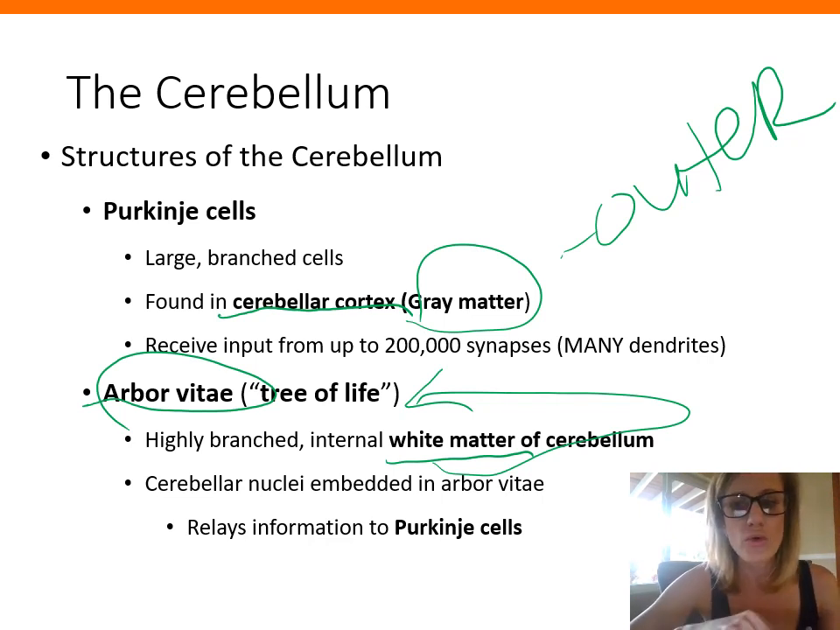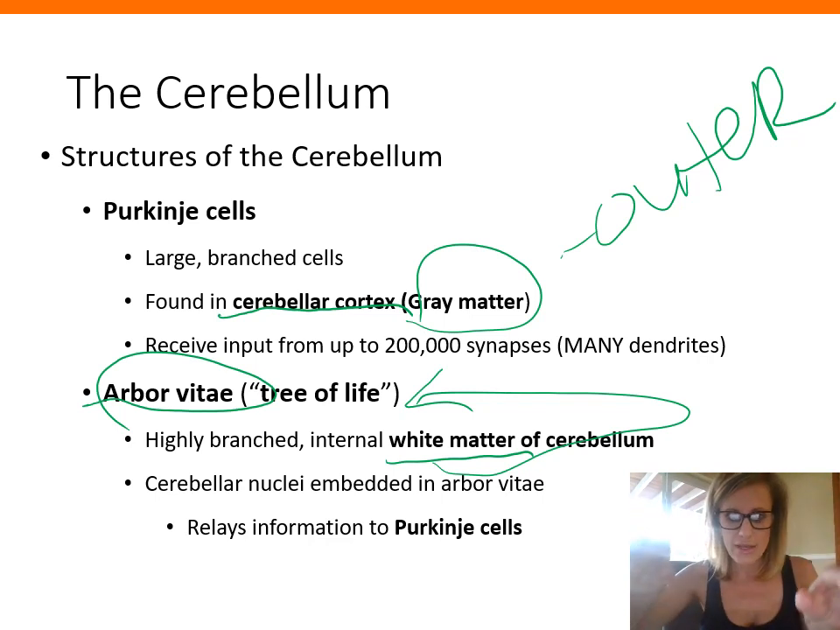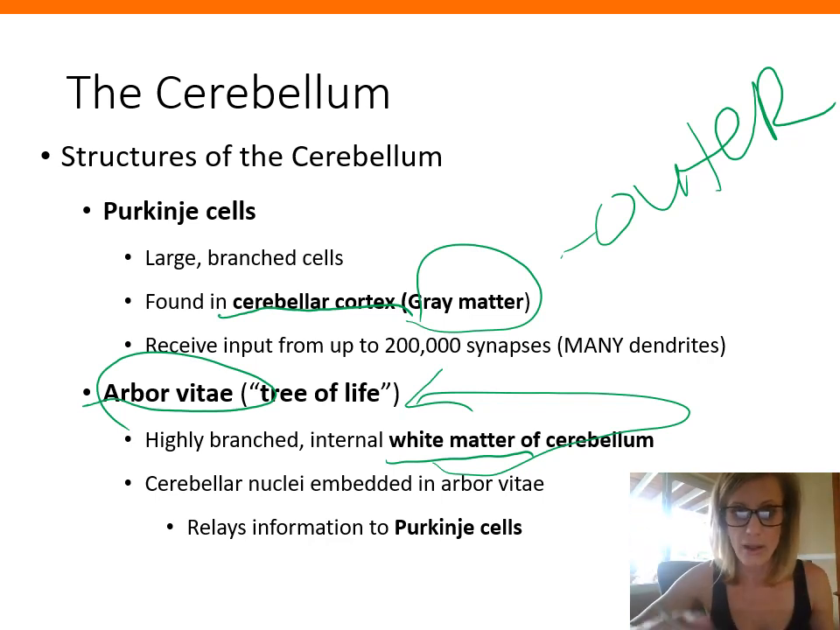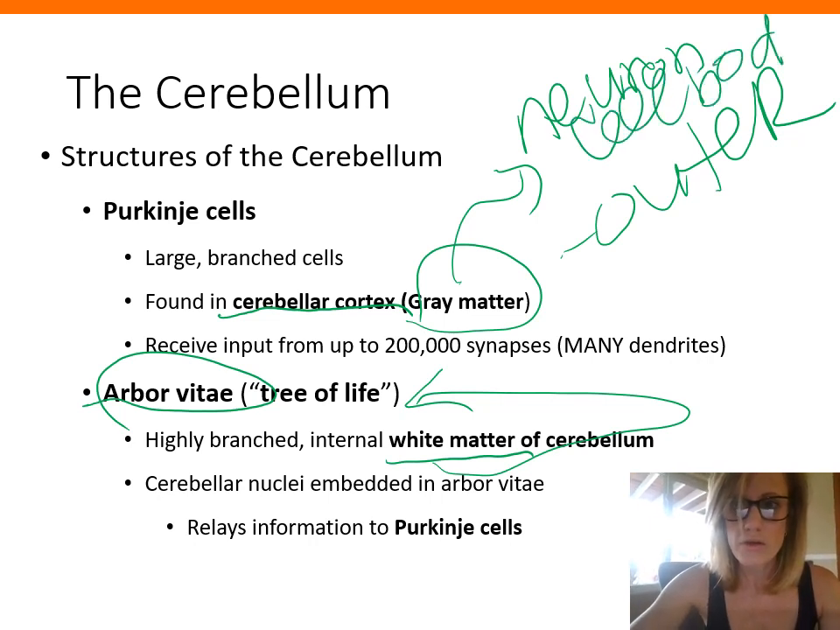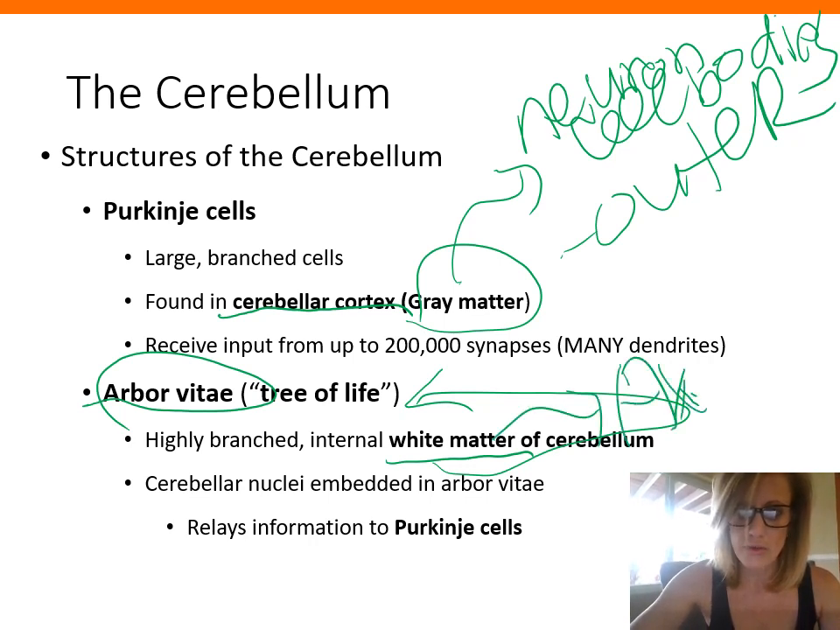So the cerebellar cortex is the outer layer on the outside of the cerebellum. And again, this is gray matter. Gray matter is where all of the neuron cell bodies are located. And remember that white matter is where the axons of the neurons are located.